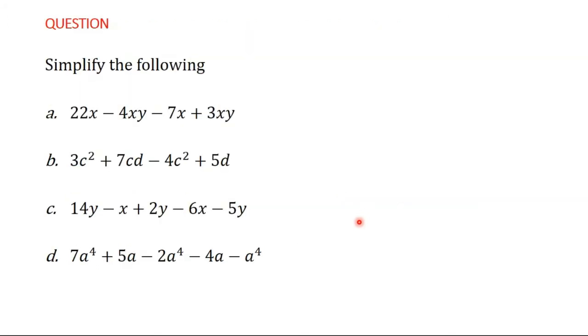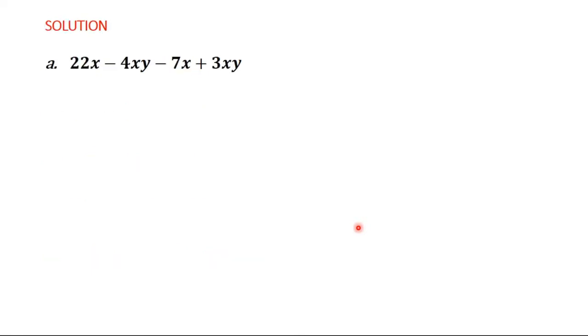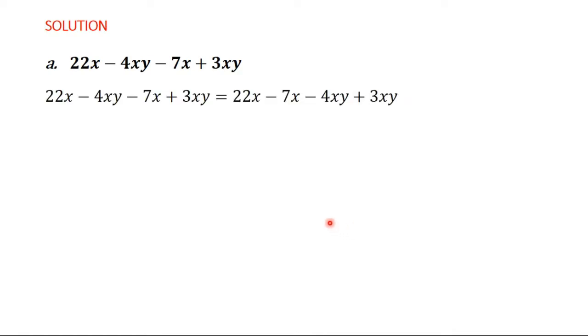Now let's take some more examples and get conversant with this. So we are being told to simplify the following. We have been given a, b, c, and d. So let's begin by simplifying a. A is 22x minus 4xy minus 7x plus 3xy. So as we saw in the previous slide, the first thing we must do is to group like terms. So clearly we can see from this that the like terms are 22x and 7x. They are like terms. Then minus 4xy and 3xy are also like terms.